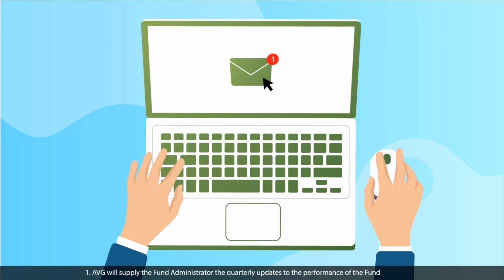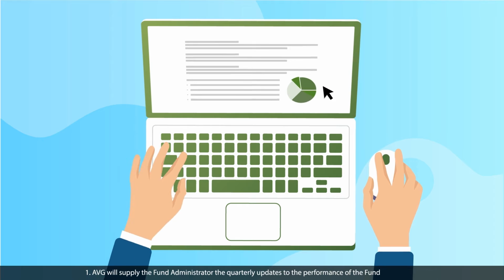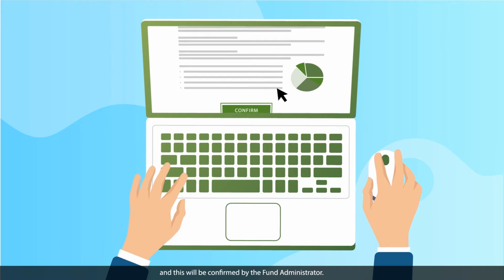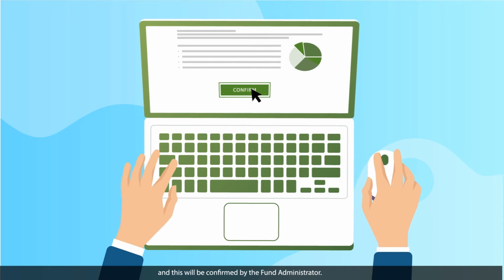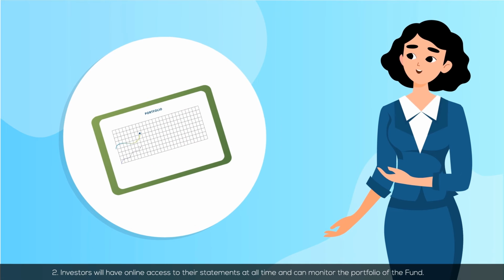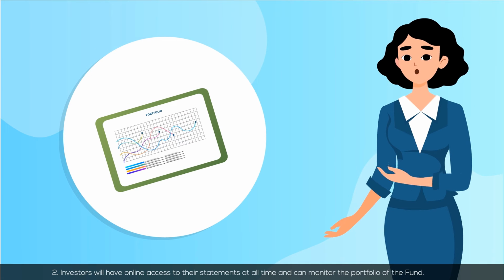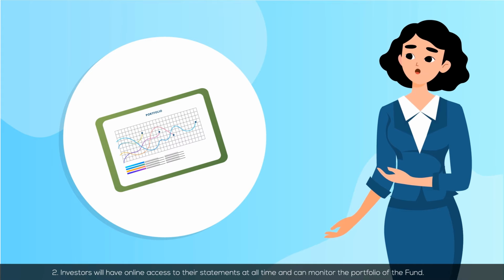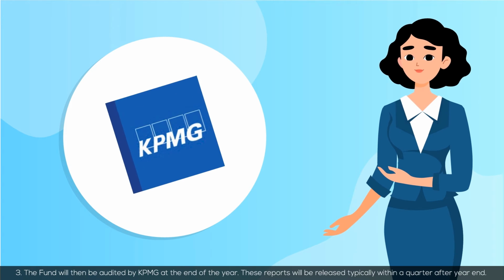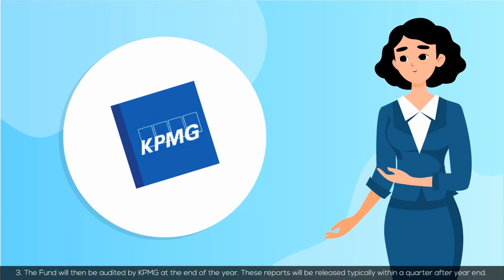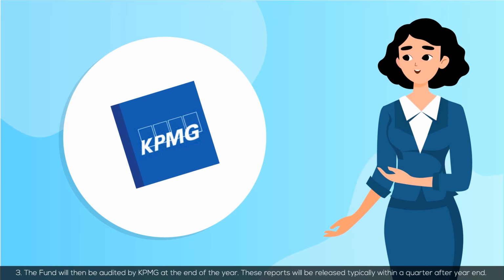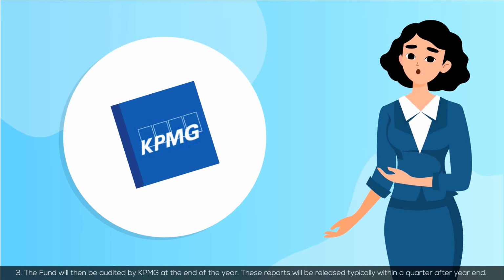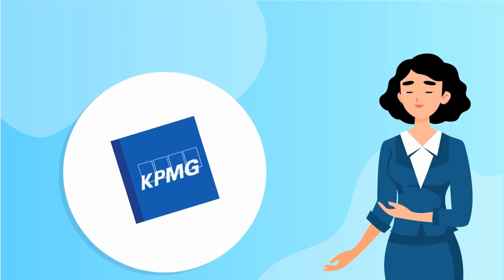Ongoing reporting. 1. AVG will supply the fund administrator the quarterly updates to the performance of the fund, and this will be confirmed by the fund administrator. 2. Investors will have online access to their statements at all times and can monitor the portfolio of the fund. 3. The fund will then be audited by KPMG at the end of the year. These reports will be released typically within a quarter after year end.